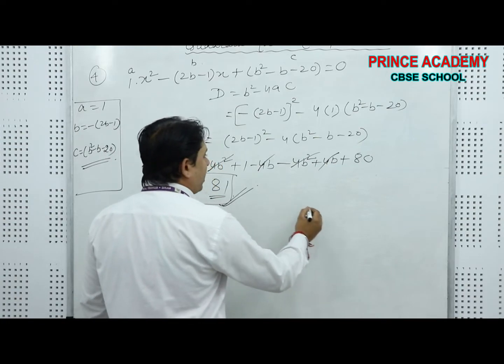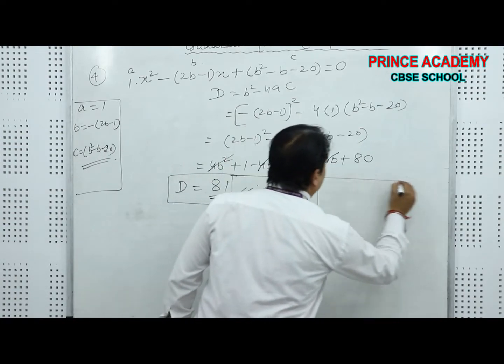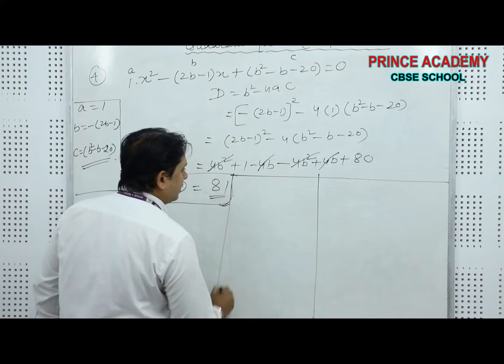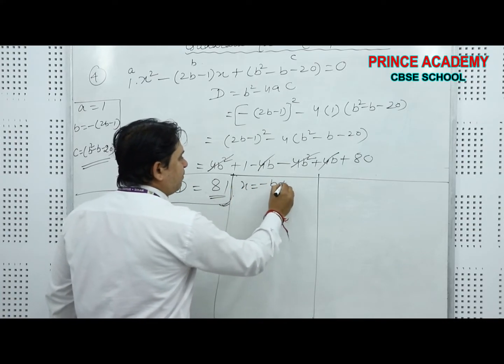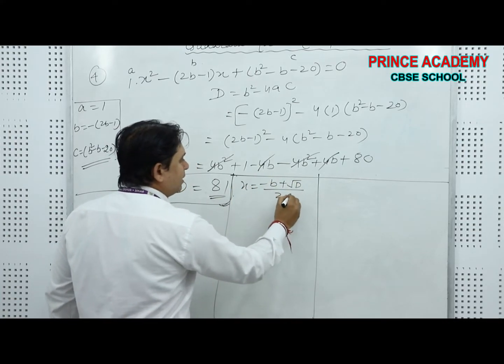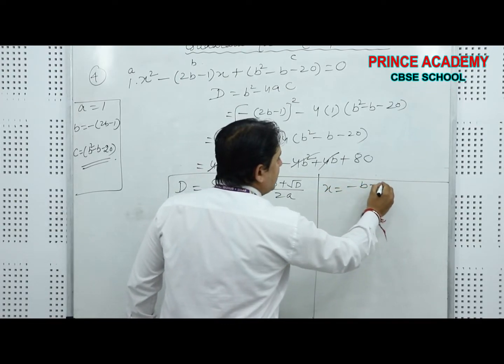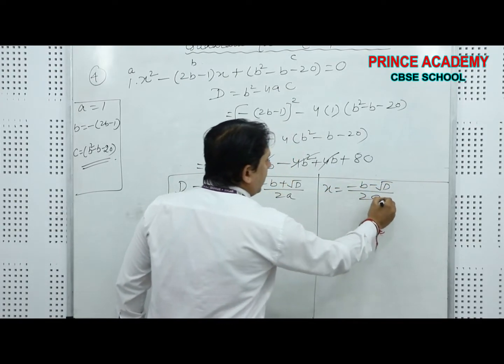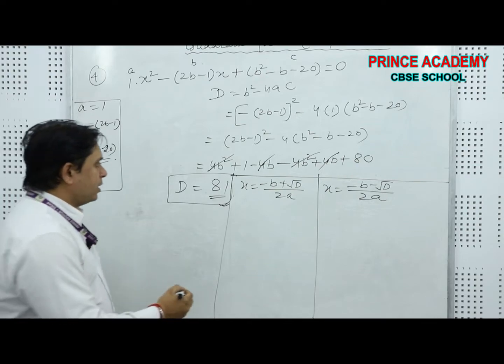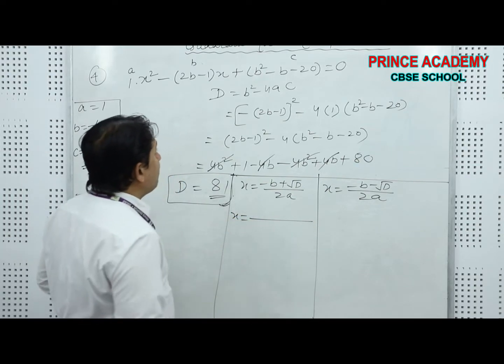Now what is the value of x? I am writing in this side beta. What is the value of x? Minus b plus root d by 2a and minus b minus root d by 2a. Done. Now see, x is equal to minus b.